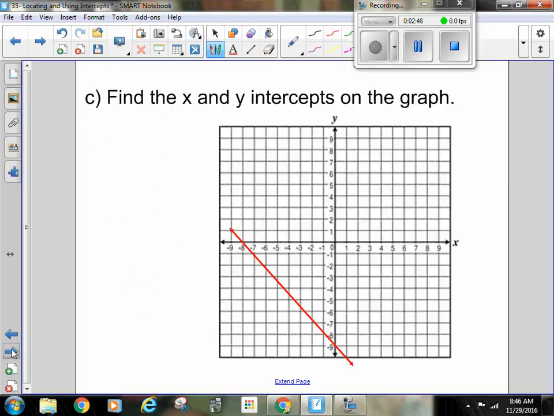C, find the x and y intercepts on the graph. Okay, so x-intercept is where it crosses the x-axis. So my x-intercept is here at negative 8. So that ordered pair would actually be negative 8, 0. My y-intercept is where it crosses my y-axis, so that's way down at negative 9, and that ordered pair would be 0, negative 9.